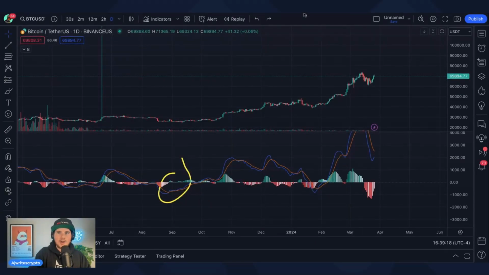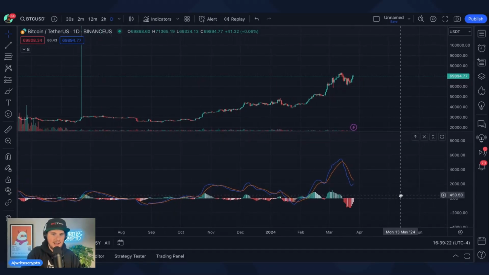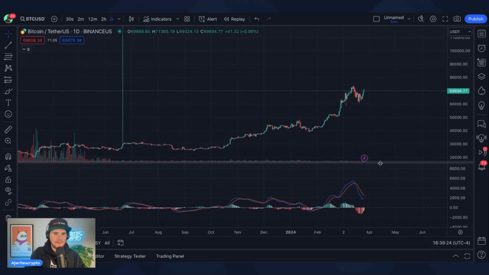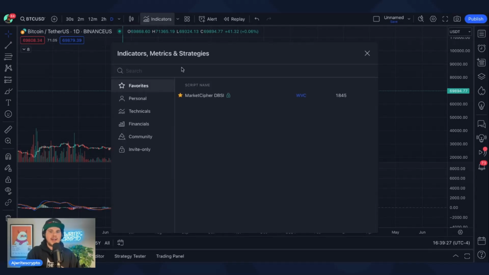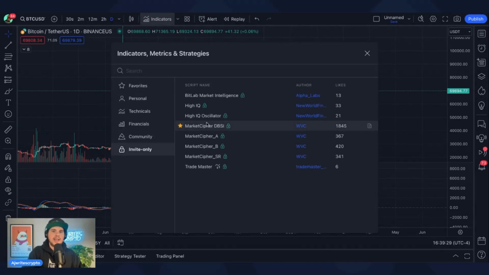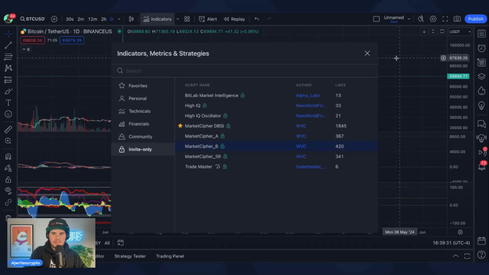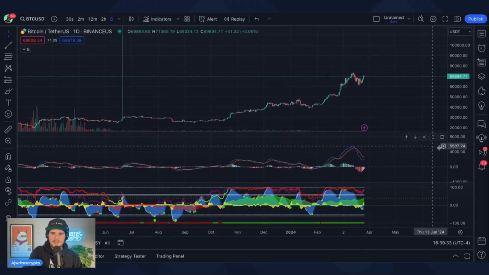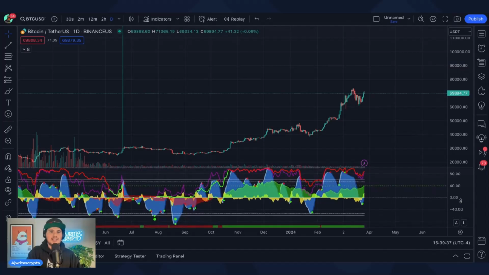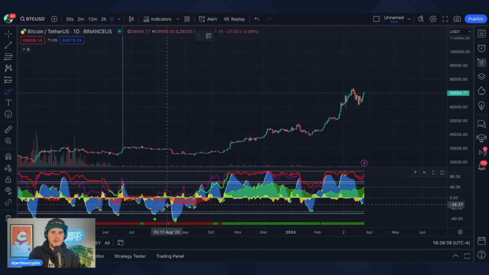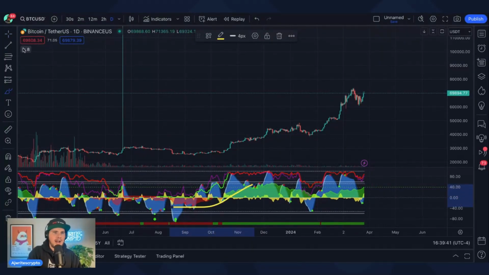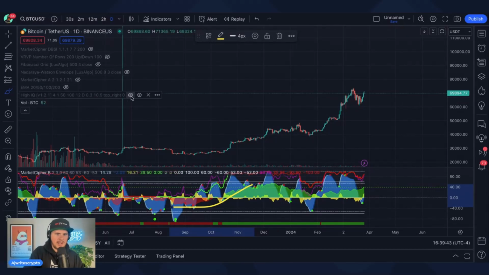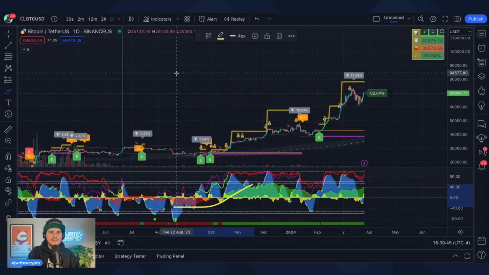MACD and RSI are two amazing indicators to get started with if you do not have the money to buy Market Cipher or High IQ. The cool thing about Market Cipher and High IQ is that Market Cipher B here is like an oscillator similar to RSI and MACD. It slams a lot of indicators together and also has money flow like this. And High IQ is good because if you turn on High IQ up here, it will actually give you entry and exit signals. And these do not reprint.